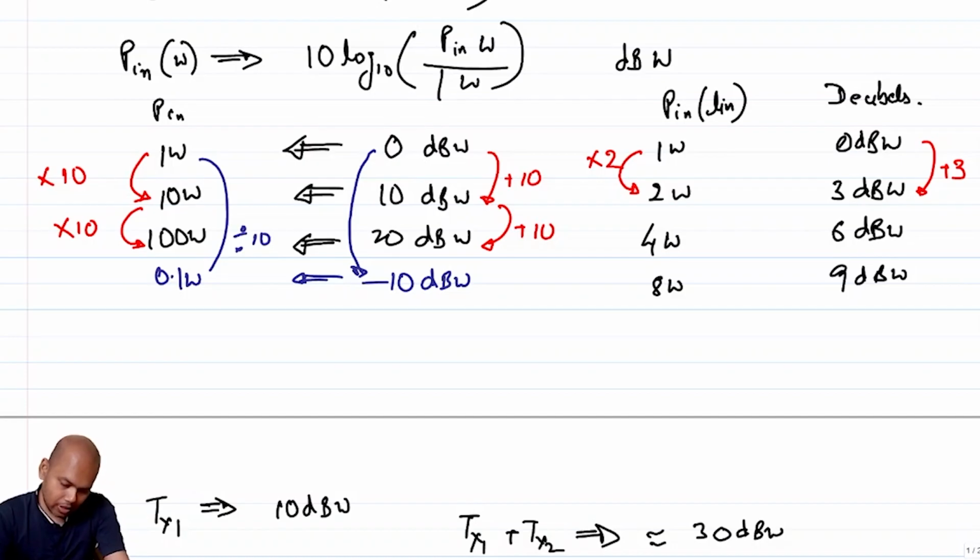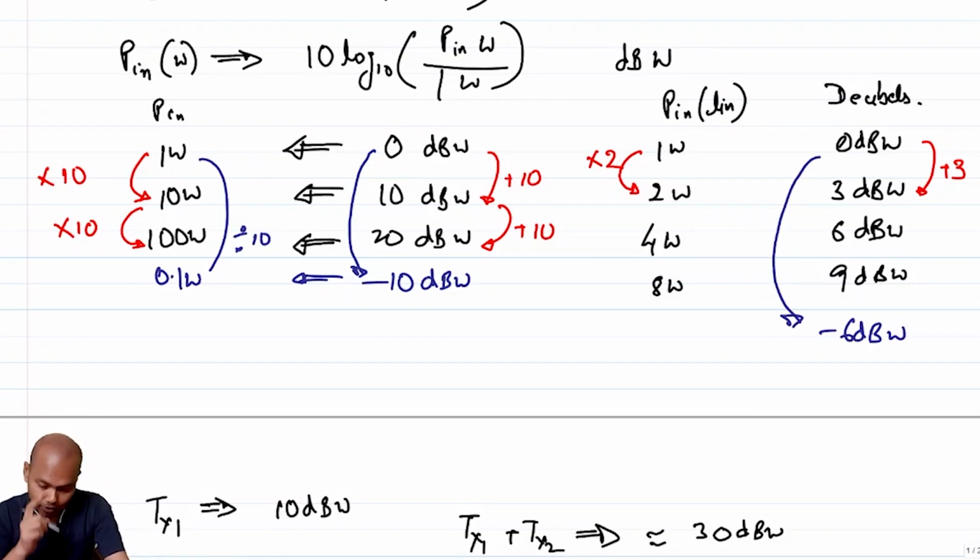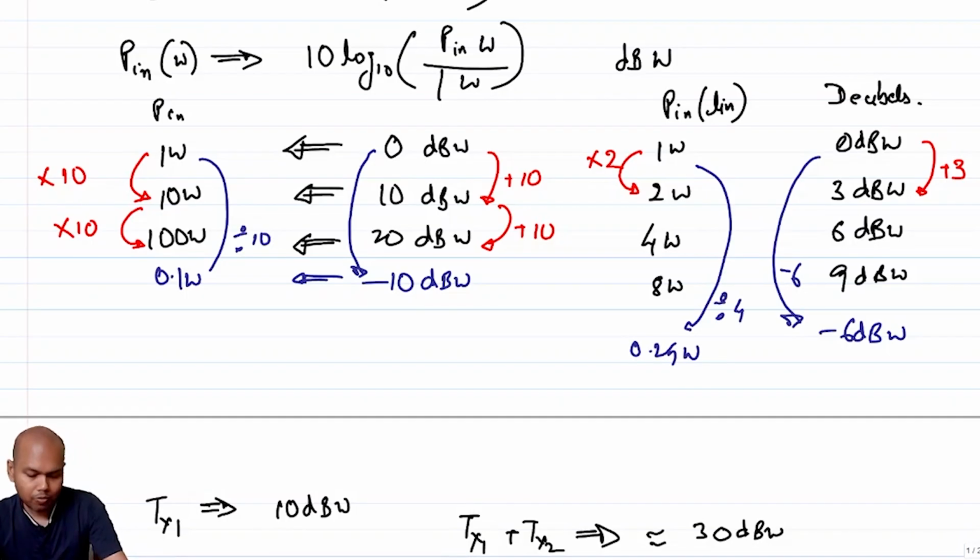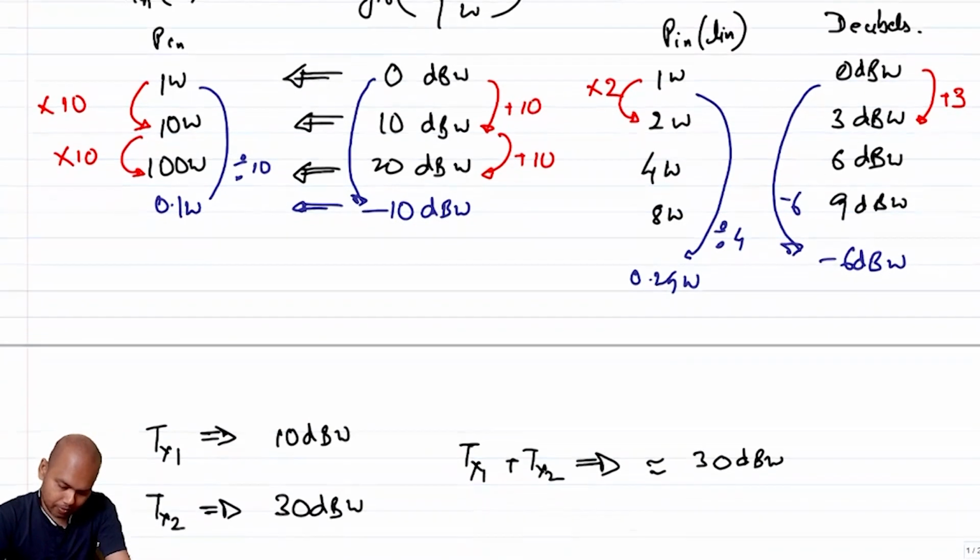Similarly, if I say that in decibel level I am sending out minus 6 dBW power. What does it mean? You see that from 0 dBW I have come down by 6 dB, which means I have to divide by 2 twice. So essentially I have to divide by 4, which means I am sending out 0.25 watt of power. It's quite simple once you get accustomed to it.